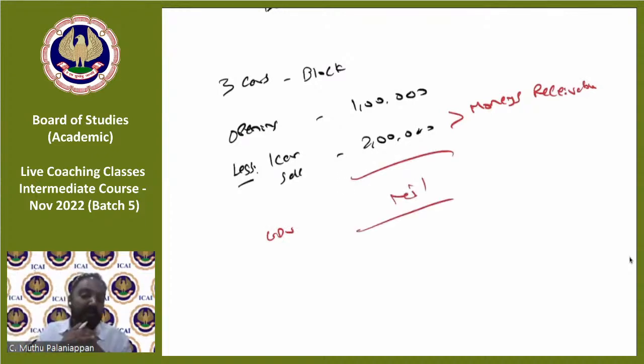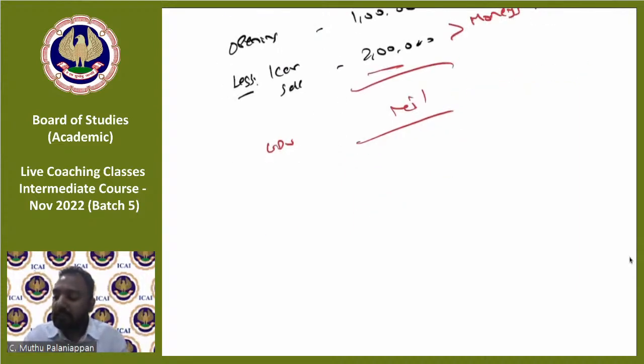It will not be put as a negative number. It will be treated as nil. Why? Because my money receivable is greater than the opening WDV. I have only sold 1 car, but it is greater than the value of 3 cars put together. Then it is nil. The second situation, what happens?